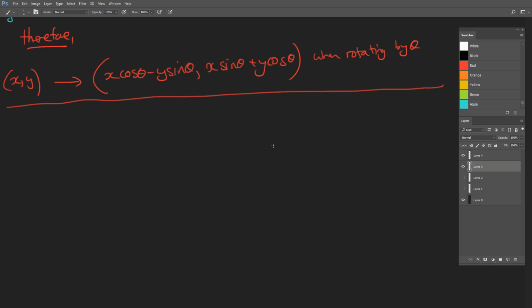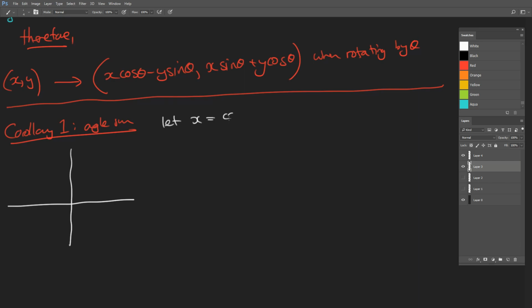Now, we're going to do two things with this formula. We're going to use it to prove the angle sum formulas in trigonometry, and we'll also prove a fact about complex numbers. So, corollary 1, angle sum. Hey, that rhymes. So here we're going to let x equal cos of alpha and y equal sine of alpha.